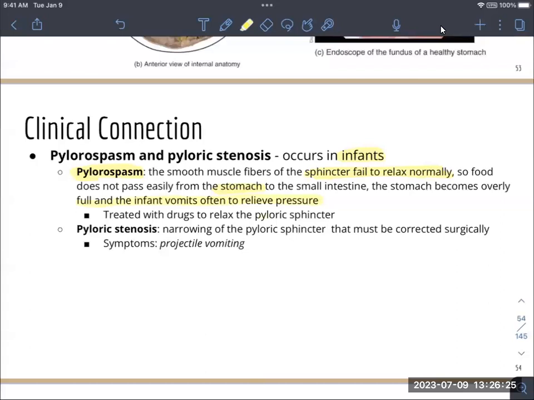This is when we try to relax that pyloric sphincter so that this food can travel from the stomach into that small intestine. Pyloric stenosis is when that pyloric sphincter is very small. They have to surgically correct it. This baby or infant has projectile vomiting.